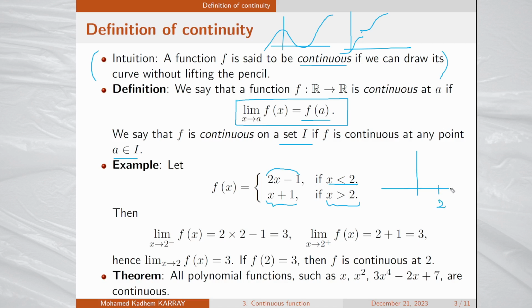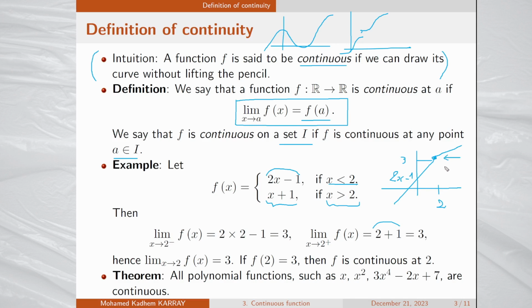Here is the point 2. On the left of point 2, we have the expression 2 multiplied by x minus 1. So to calculate the limit on the left of 2, we use 2 multiplied by 2 minus 1, which gives the value 3. On the right side of 2, we use this second expression, and we get 2 plus 1, which gives also the value 3. So we have another curve, but it gives the same value, 3, on the right side of 2.